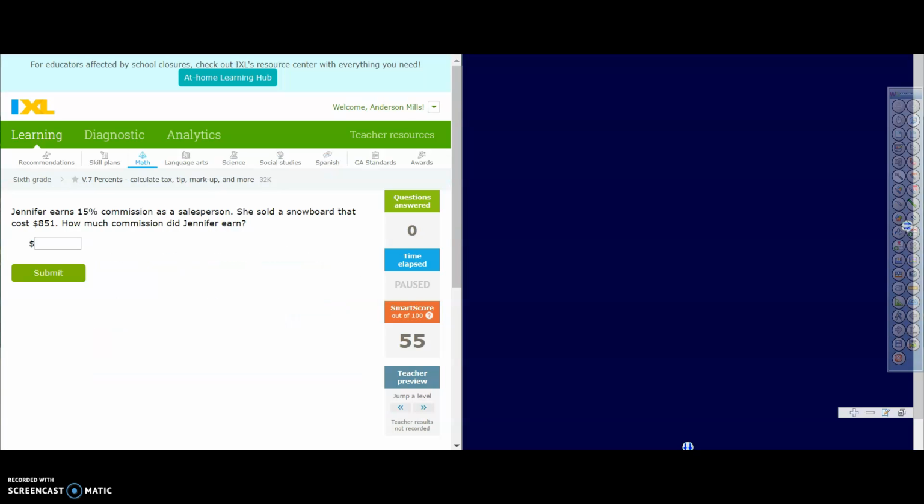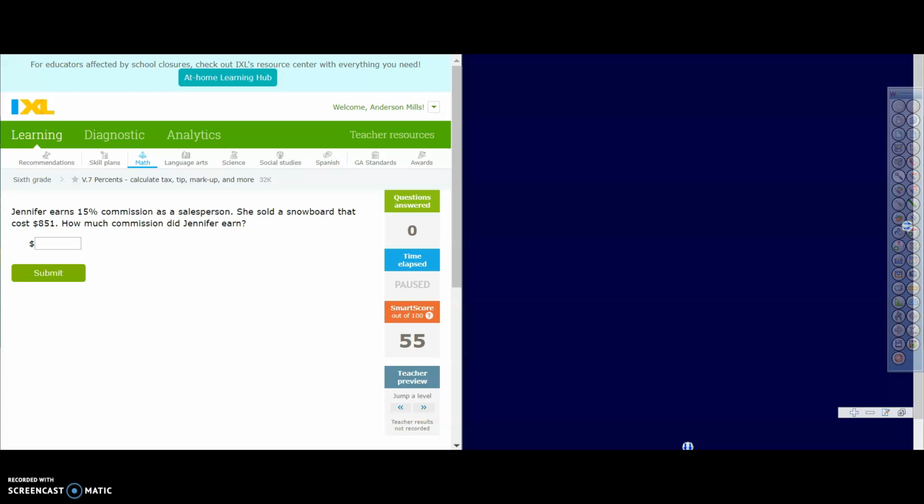So let's look at an example. You can see right here, Jennifer earns 15% commission as a salesperson. She sold a snowboard that cost $851. How much commission did Jennifer earn? So guys, again, commission is the amount this salesperson, Jennifer, is going to get paid for selling that $851 snowboard. She's going to get 15% of that amount, right?